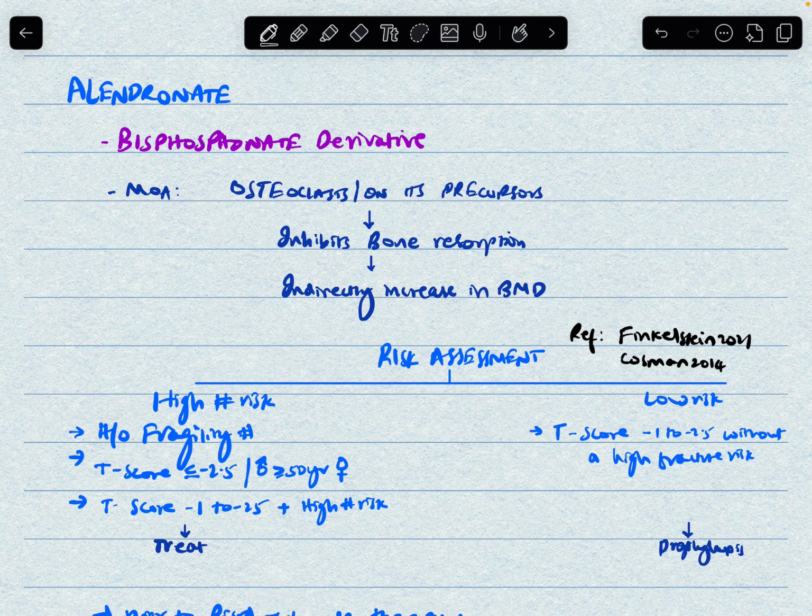Before we initiate bisphosphonate therapy, one has to assess the risk of fracture in these patients. Those patients with prior history of fragility fracture, or T-score less than minus 2.5, or T-score minus 1 to minus 2.5 with high risk of fracture, fall into the high risk group, and this group requires treatment for the osteoporosis. And when the T-score is between minus 1 to minus 2.5 without a higher fracture risk, they fall into the low risk group, and this group of patients just require prophylactic therapy.